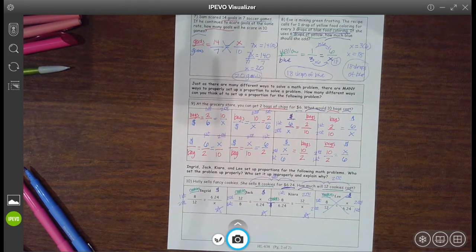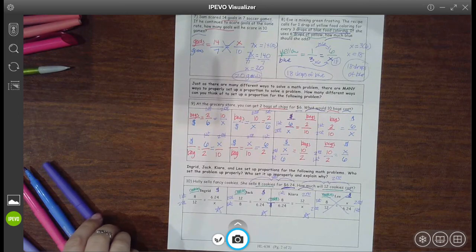All right, hopefully this helps you see a little bit better how to go about setting up your proportions when trying to solve word problems. You've got this, my little mathematicians.